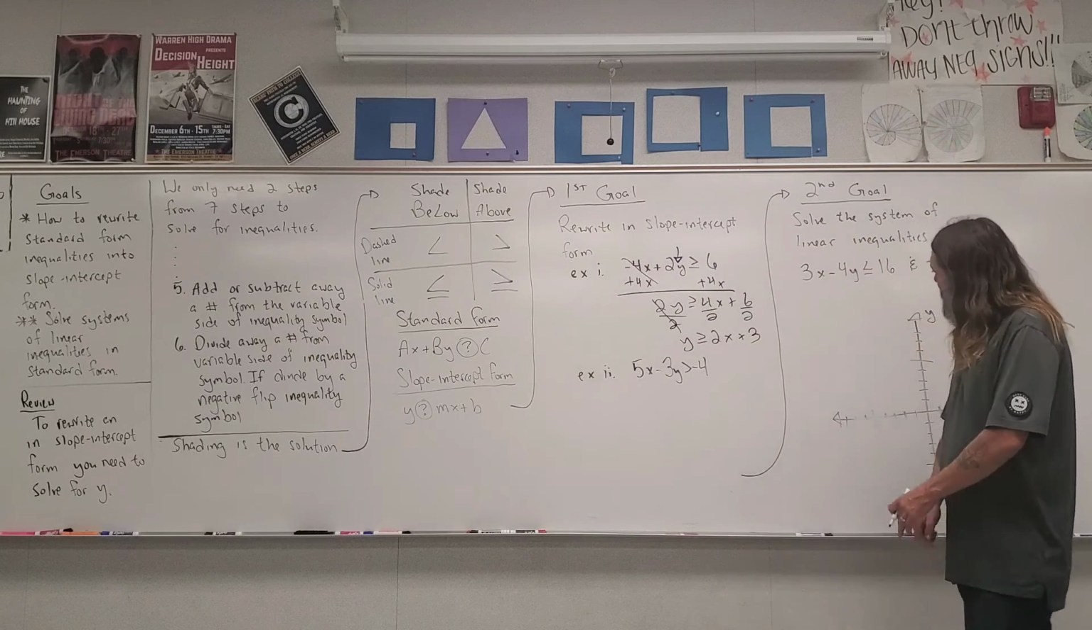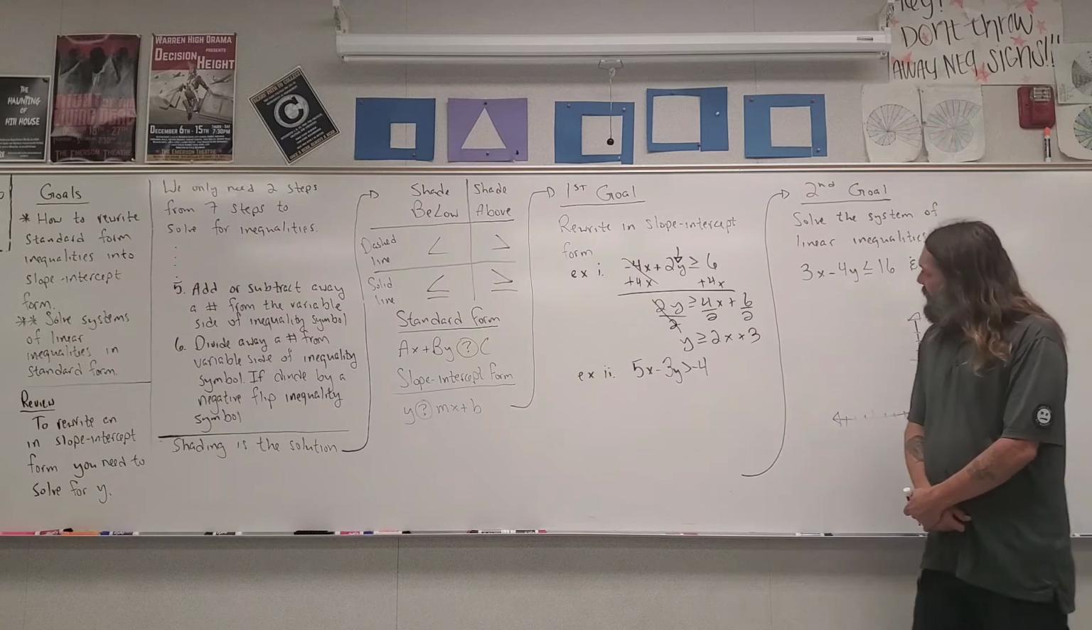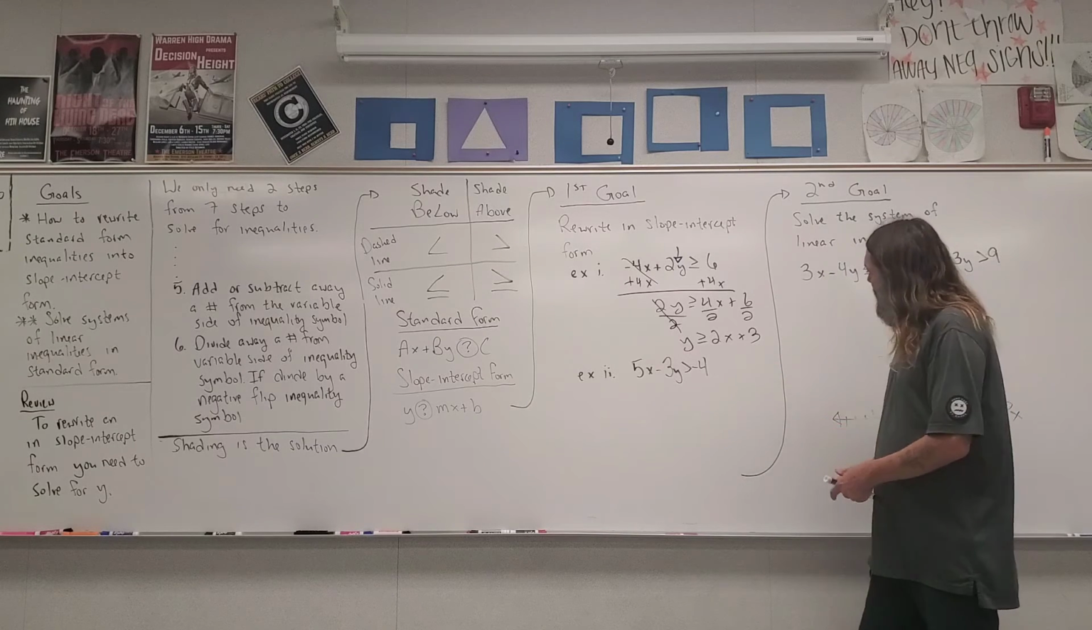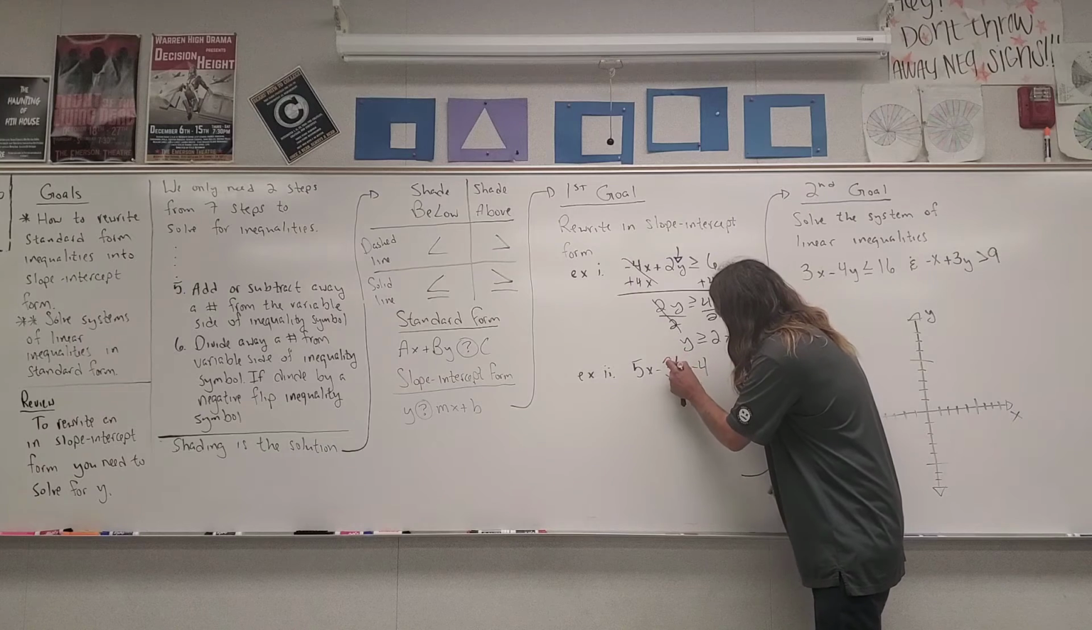All right, so here's a second example here. So again, I'm going to add or subtract away a number from the variable side of the inequality symbol, and we're solving again for y. We need to get y by itself.